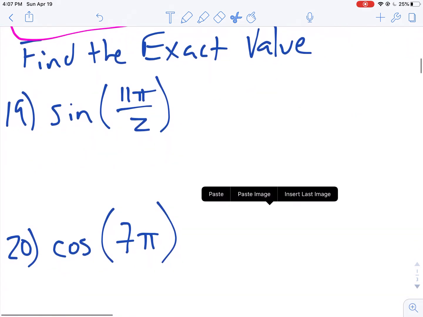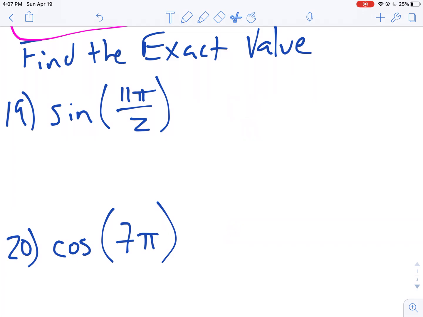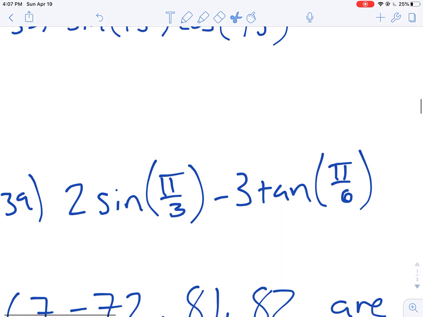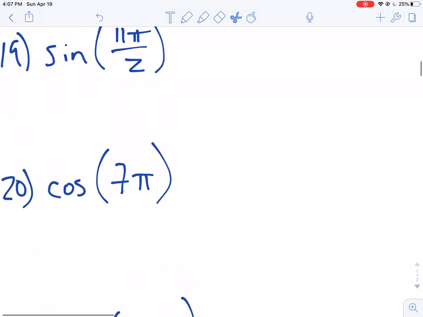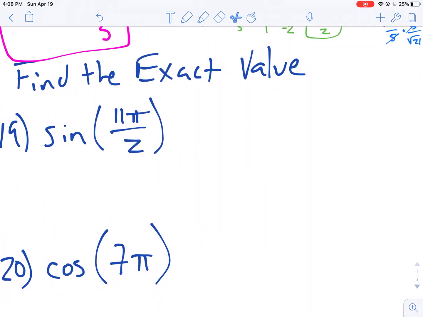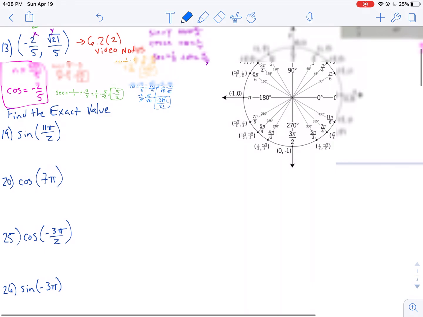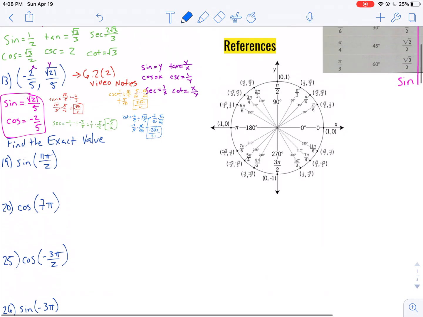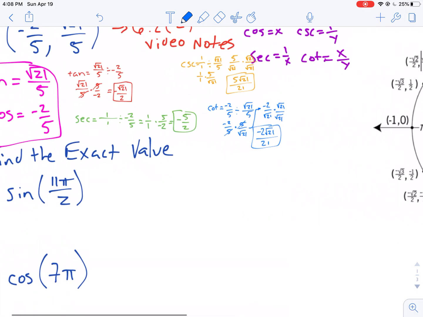All right, number 19 through 43 is just asking you to find specific values. These are all things that we're either going to know based off of the 6.2 part 1, part 2, or part 3 notes. The chart that I have doesn't give these because these are pi over 2, but 19 through 28 are all quadrant angles.